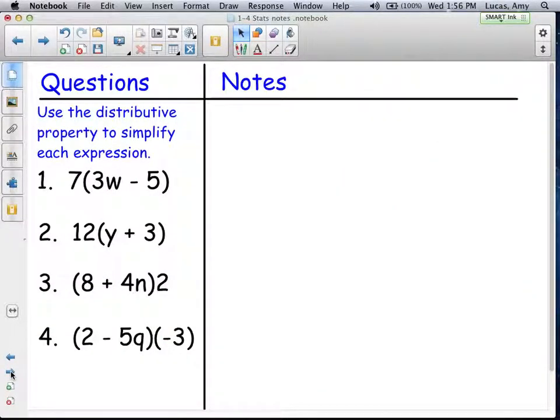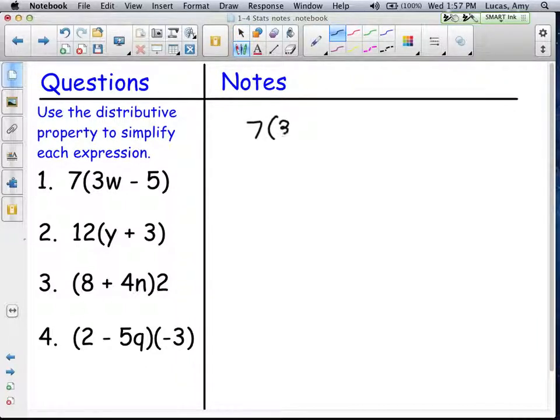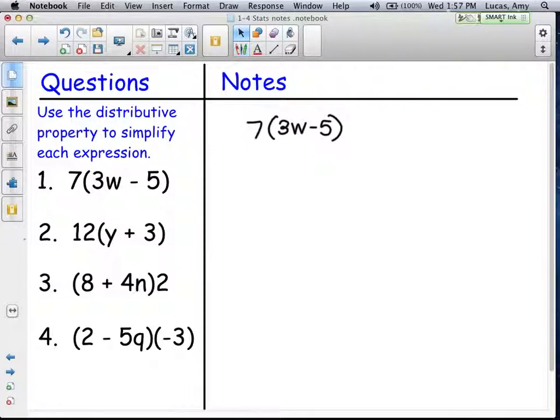Now, we are going to use the distributive property to simplify each expression. We have 4 examples, and we talked about the distributive property in lesson 1-3 because it's one of our top 3 properties that we have got to remember in 8th grade. I'm just going to recopy the original problem, and then simplify the expression using the distributive property.